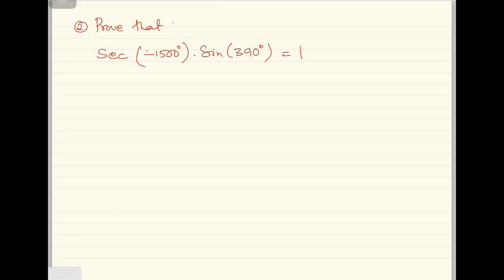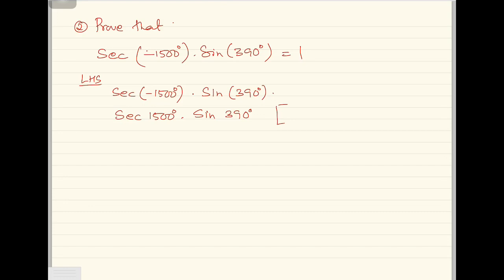The second one: prove that sec of minus 1500 degree into sine 390 degree equals 1. So let's start from the LHS, the left hand side. I have sec of minus 1500 degree and sine of 390 degree. First, check for the negative sign. Sec minus 1500 will be sec 1500 degree, and there is no minus in sine, so it will remain 390 degree. The reason is very simple, because sec of minus theta will become sec theta. Sec absorbs the sign, correct?